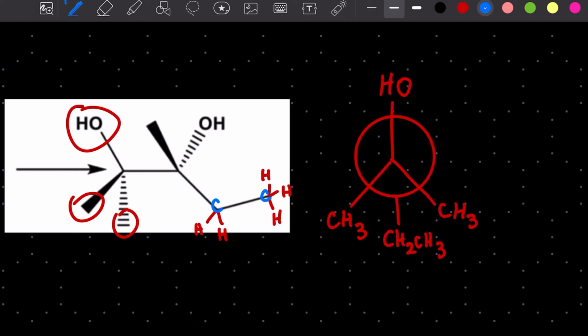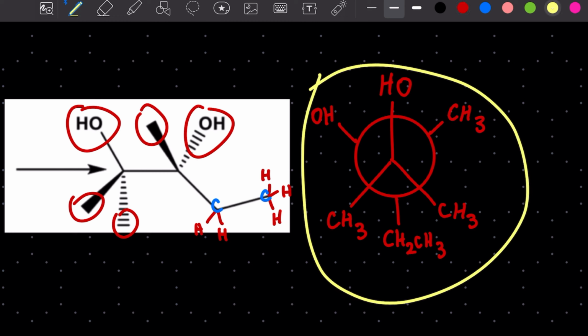Alright, let's continue. So our OH is on a dash, so it's going to be going to the left. And finally, our CH3 is on a wedge, so it's going to be going to the right. And this would be our Newman projection for this problem. Let's now go into our next problem.